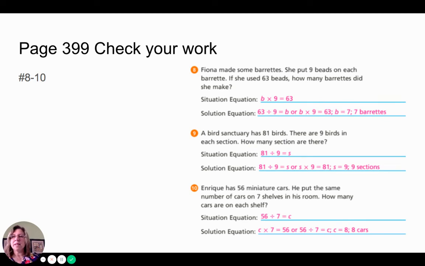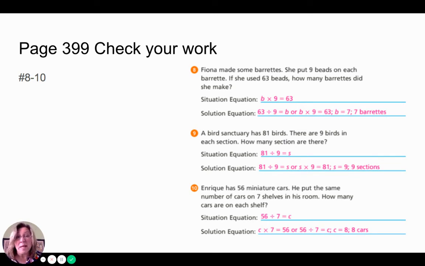All right, let's talk about numbers 8, 9, and 10. Before we talk about 8, 9, and 10, though, what did you get for number 7? 5 students. 5 students are in each van. All right, 8 times something, remember, you're going to use a variable to stand for that something, equals 40 for the situation. And you had to divide 40 divided by 8, and you get 5. Now, let's look at number 8.